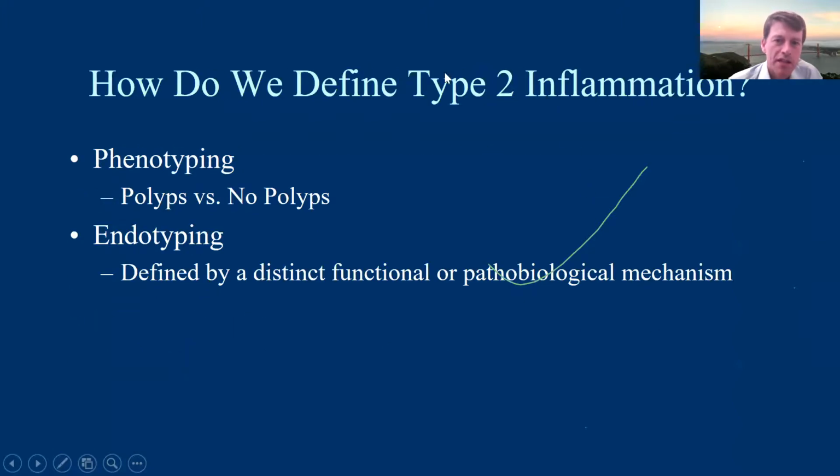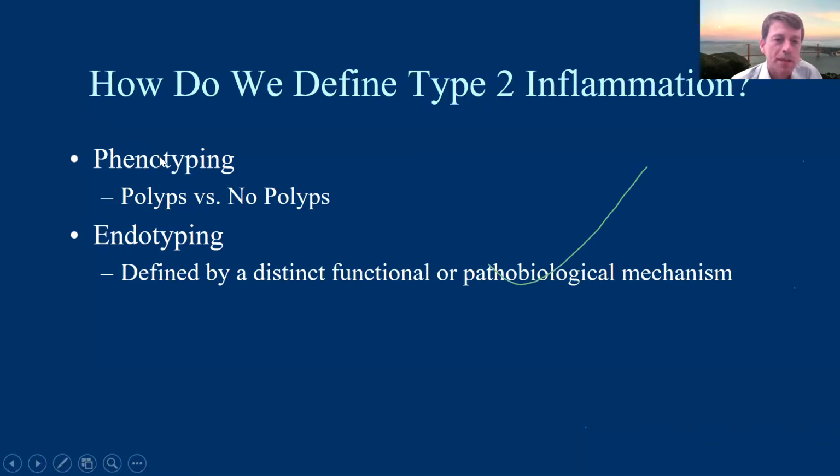So you saw the listing of type 2 inflammation. I think it raises a good question. What is that and how do we define that? It brings up a couple of important terms, which is the concept of a phenotype and the concept of an endotype. So a phenotype is something that is clinically visible.